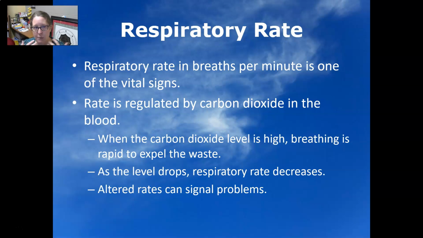Just think, for example, when you exercise or run, your metabolism is faster because you're using up a lot of energy, so you're using up oxygen and creating a lot of ATP, making a lot of carbon dioxide. So carbon dioxide builds up, and you start breathing faster. That's just to get the excess carbon dioxide out. As the carbon dioxide level drops, your respiratory rate will decrease. And if you have an altered breathing rate, especially if the person has not been doing exercise or anything, then that can signal problems.